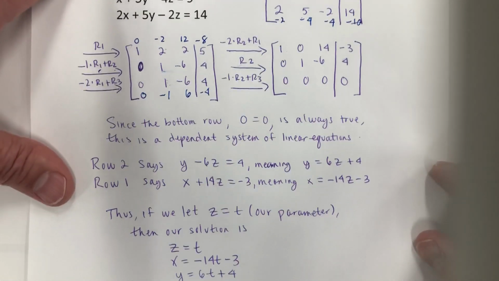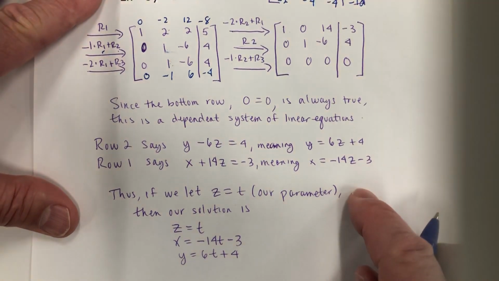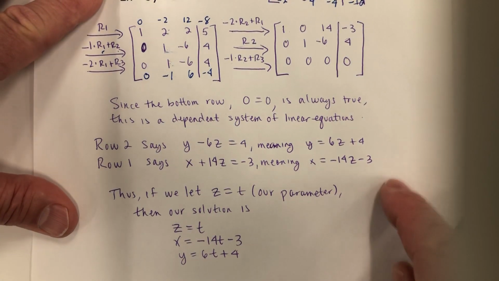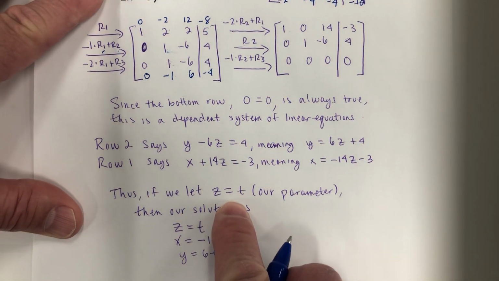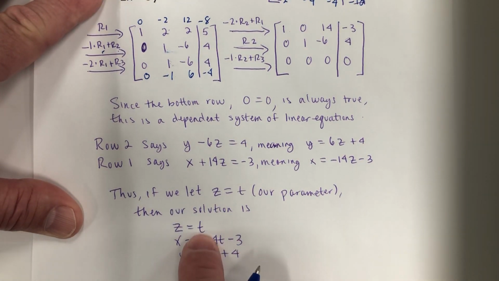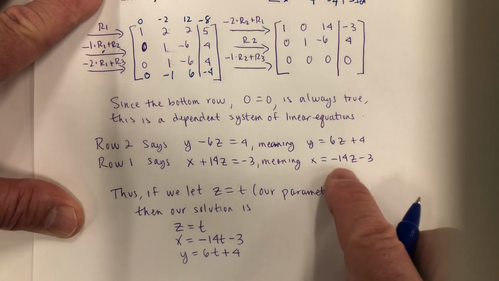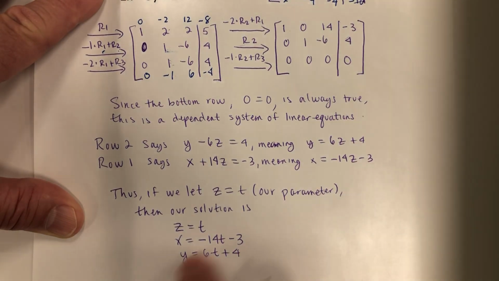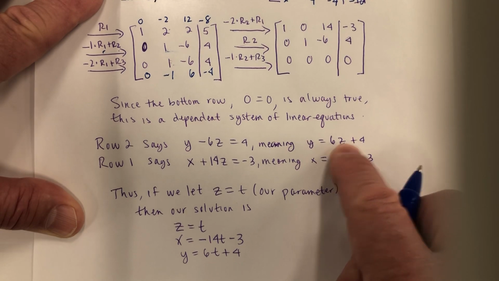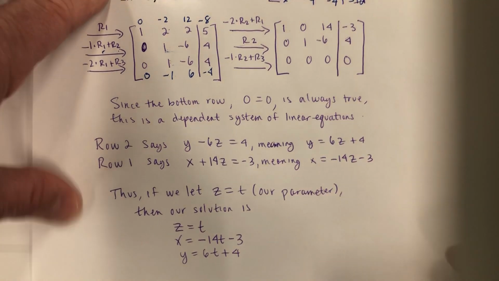So we write this by choosing the value for z because everything else depends on z. So we'll let z be played by our parameter t. And if z then is played by t, then x is going to be negative 14 times t minus 3, and y is going to be 6 times t plus 4. Okay?